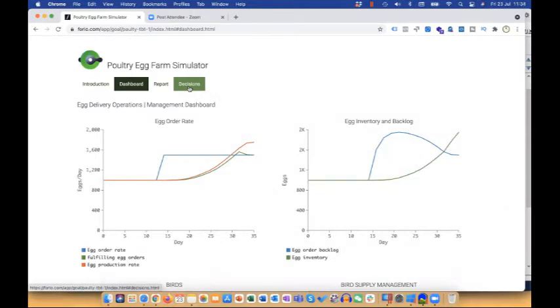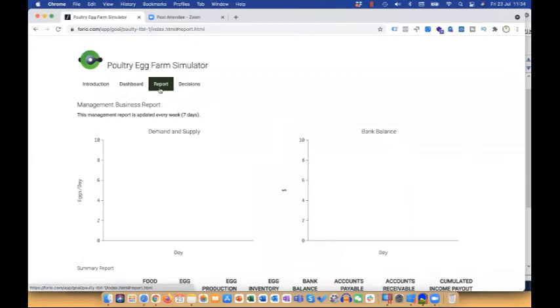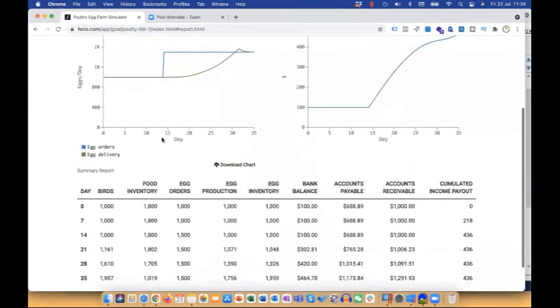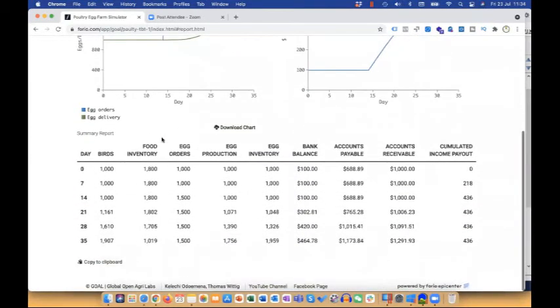Kelechi, what else do we need to show? Shall we take a look a little bit under the hood? What is the theory behind this? Yes, but before we do that, can we take a look at the report section so that we maybe have a more detailed view? Okay. Yeah, so the report, that's also good.